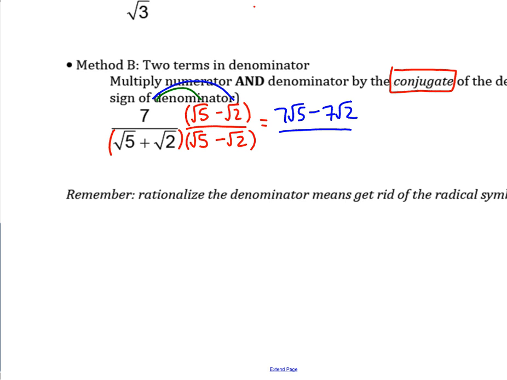When we multiply a difference of squares, what's the shortcut? Do you remember the shortcut? Just multiply the first ones and the last ones. So root 5 times root 5. We can do this because we know the middle term will cancel. So root 5 times root 5 is 5, minus, because it's root 2 times negative root 2, is 2. So we have 7 root 5 minus 7 root 2 all over 3.